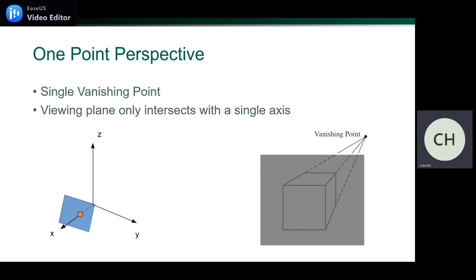Now here's an example of 1 point perspective. As said before, you have a single vanishing point, and the viewing plane only intersects a single axis. And that produces images like this, where you have a single vanishing point on the horizon, and all points that are not parallel to the viewing plane converge on that. So you see that the front and back faces of this cube, the lines are not distorted. However, the lines connecting the front face to the back face are distorted, and they converge on this vanishing point.